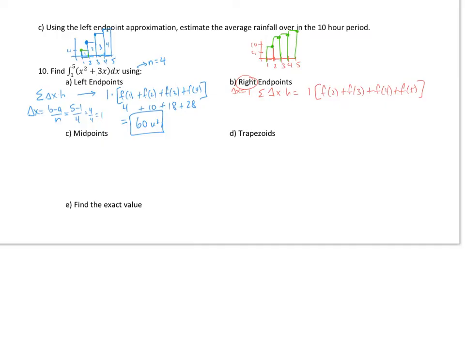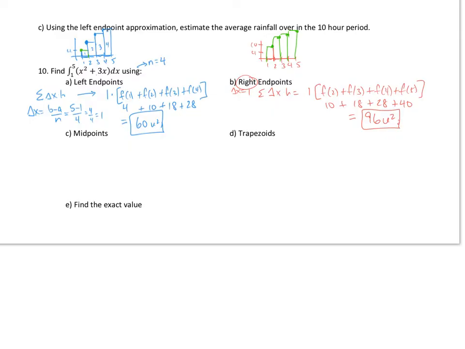So we already found some of these. f of 2 is 10. f of 3 we found to be 18. f of 4 we already found to be 28. And f of 5, when we plug 5 into our equation, we end up with 40. Taking the sum of these values, adding them up, I get 96 square units.